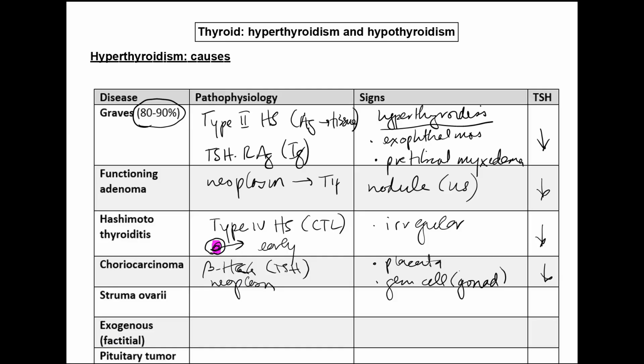Struma ovarii is the finding of normal thyroid tissue in a germ cell neoplasm, which typically will be found in the ovary. Germ cell neoplasms can grow all of the cells, and therefore very rarely they can grow thyroid tissue that functions. On physical exam, one should be able to find an ovarian mass, and the TSH is suppressed.